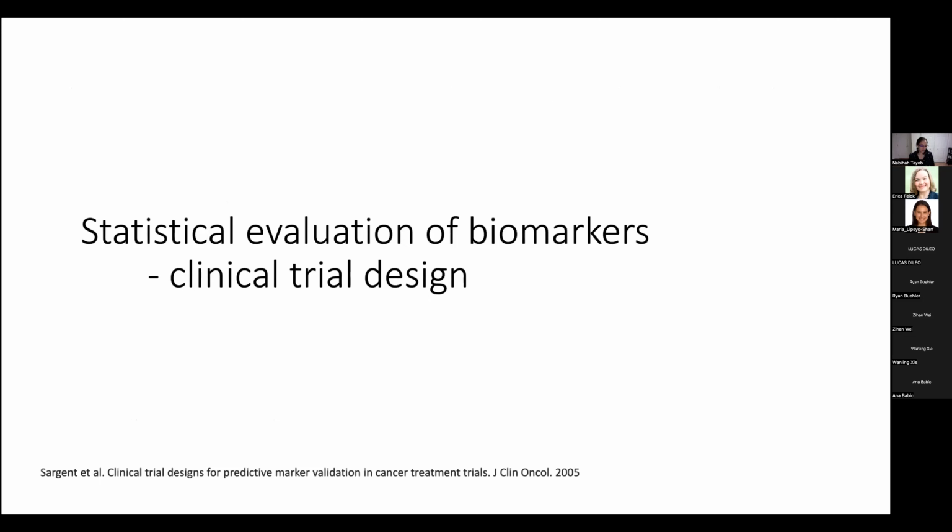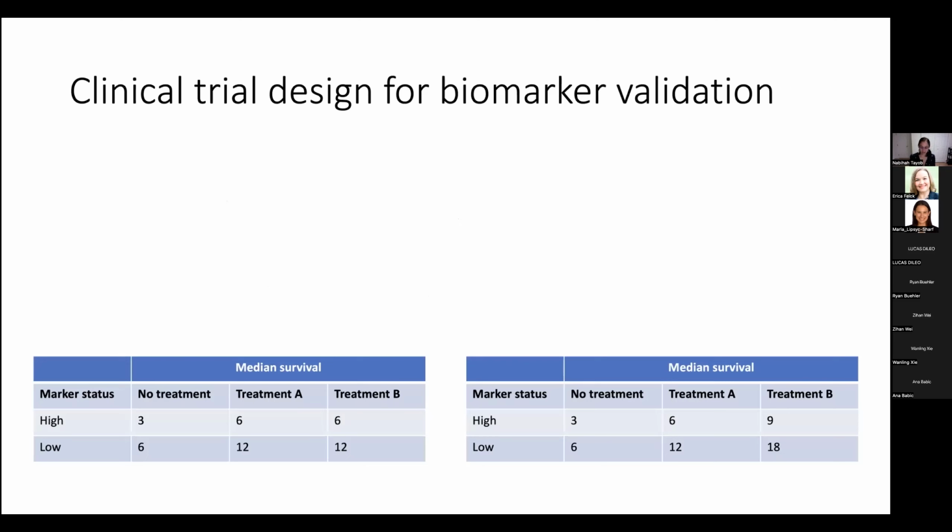Okay, so let's get into a little bit of clinical trial design. I'm using the JCO paper from Dan Sargent as my reference for this. I think it's a very useful paper, so I would encourage everyone to read it. This also gets into the question from earlier: what's the difference between a prognostic and a predictive marker?